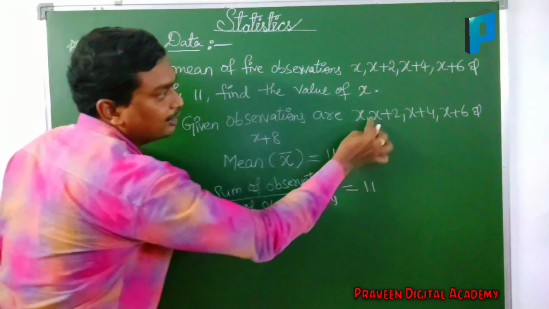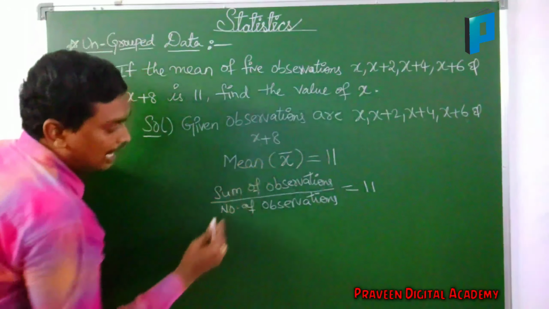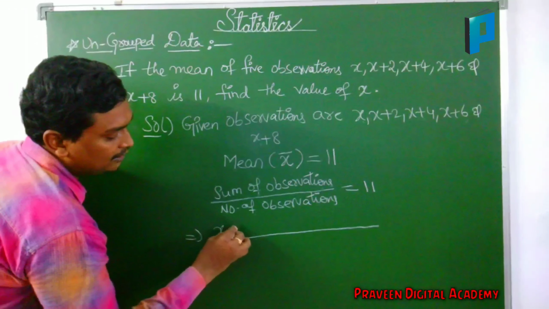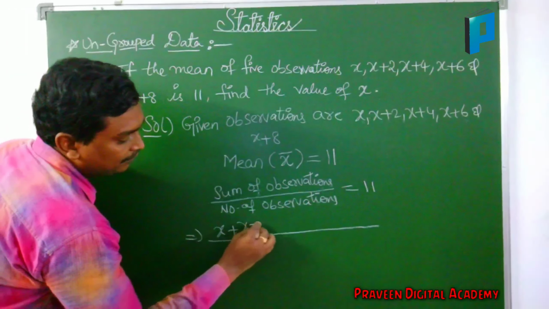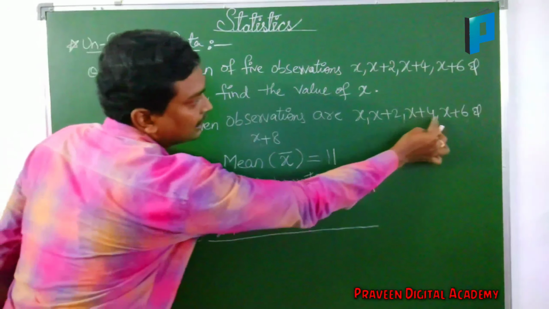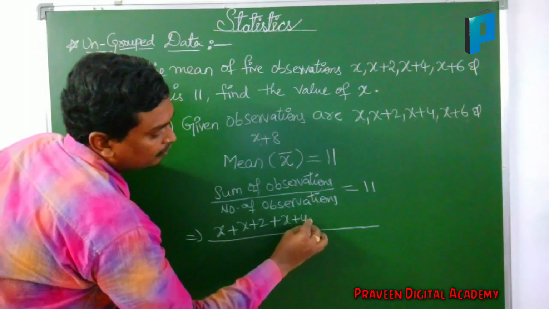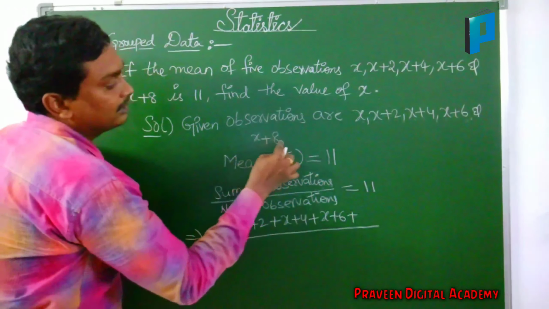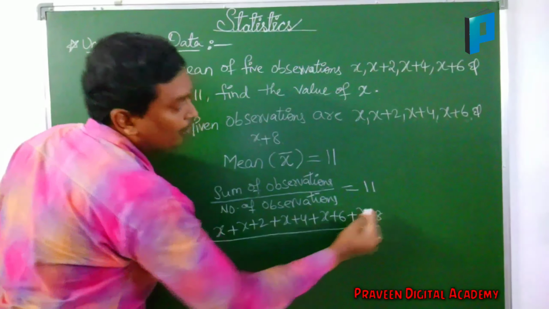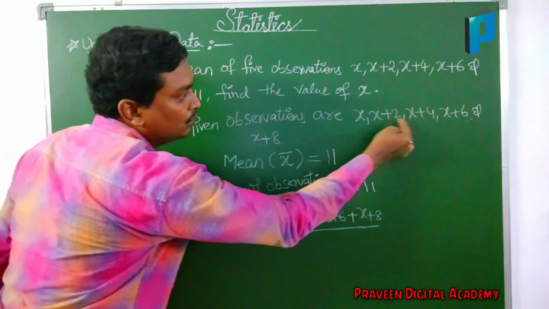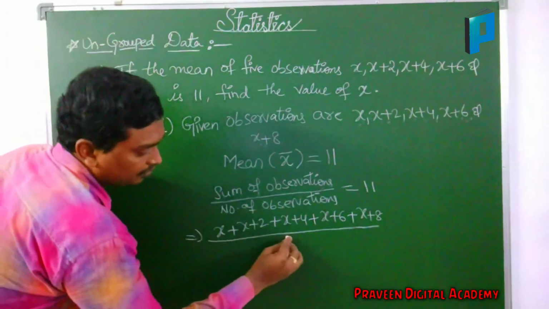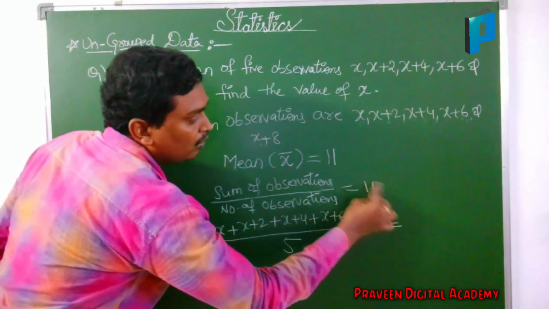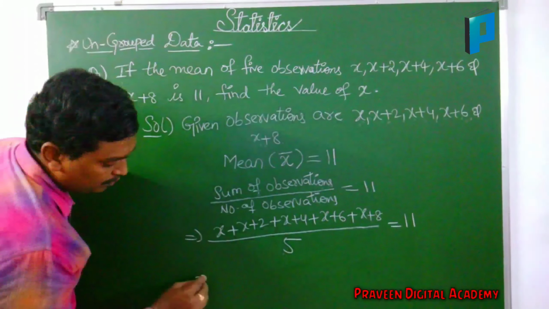What is the sum of observations? You have to add all these observations. And what are the observations we are having here? x plus the second observation x plus 2, plus the third observation x plus 4, plus x plus 6 plus x plus 8. How many observations are there in total? 1, 2, 3, 4, 5. 5 observations, I am writing in the denominator, is equal to 11.